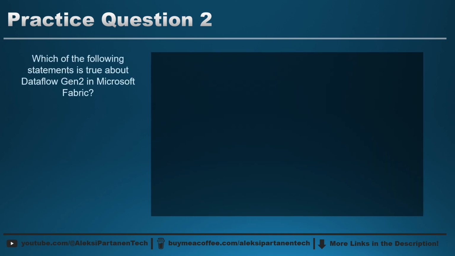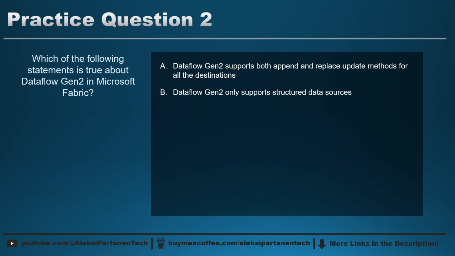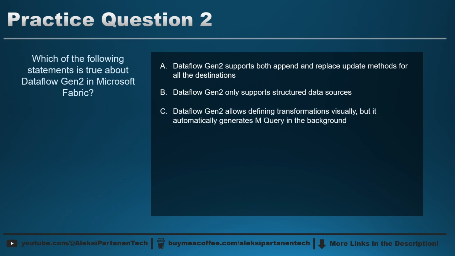Which of the following statements is true about Dataflow Gen2 in Microsoft Fabric? A. Dataflow Gen2 supports both append and replace update methods for all the destinations. B. Dataflow Gen2 only supports structured data sources. C. Dataflow Gen2 allows defining transformations visually, but it automatically generates M query in the background. D. Unlike Power BI dataflows, Dataflow Gen2 relies solely on SQL-based transformations. Now think about the answer for a moment and pause the video. I will reveal the answer in 3, 2, 1.